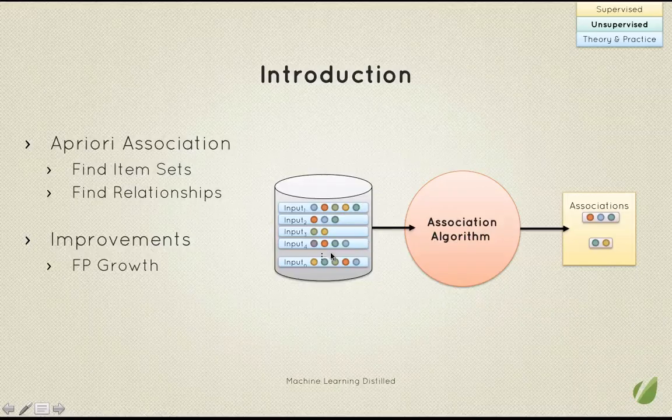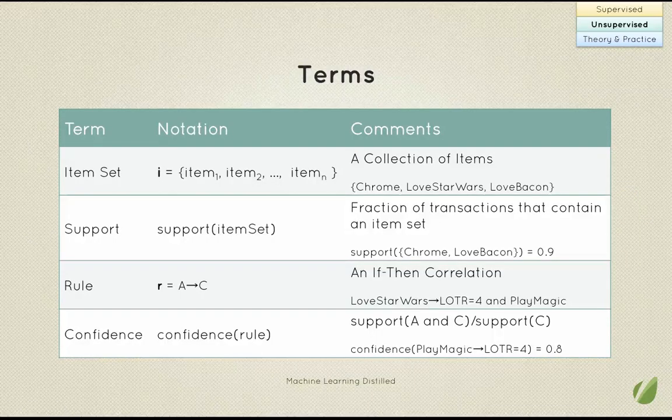Recall that this is the overview of an association algorithm. We take this set of transactions, put them through the algorithm, and we'll get out a set of items that are frequently occurring together. These are the terms that we'll be using in this lesson. First, the item set, which is simply a collection of items. We're going to see that as I. As an example, Chrome loves Star Wars and loves bacon is a set of items from our geek data set.